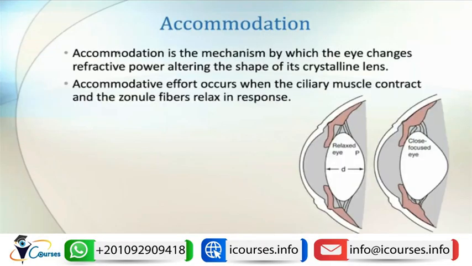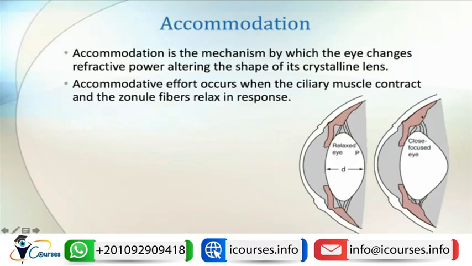So what is the accommodation? Accommodation is a mechanism in which the lens increases its power by bulging or by anatomical configuration. So the lens will change its shape in order to increase its power. And this accommodation occurs when the ciliary muscle contracts.